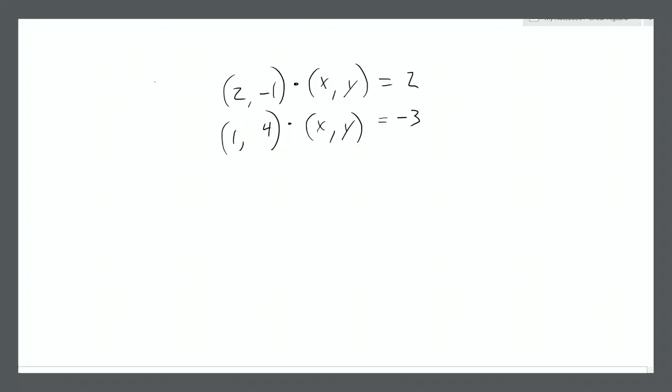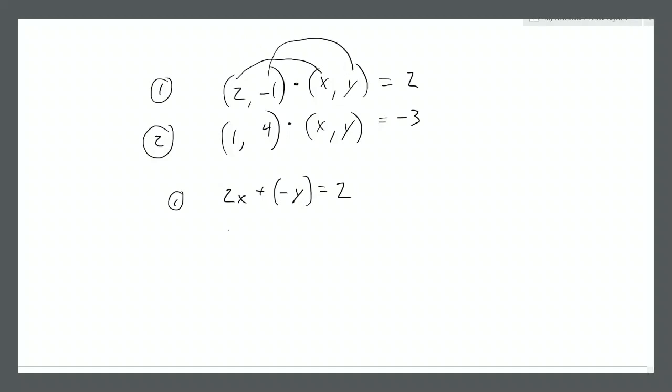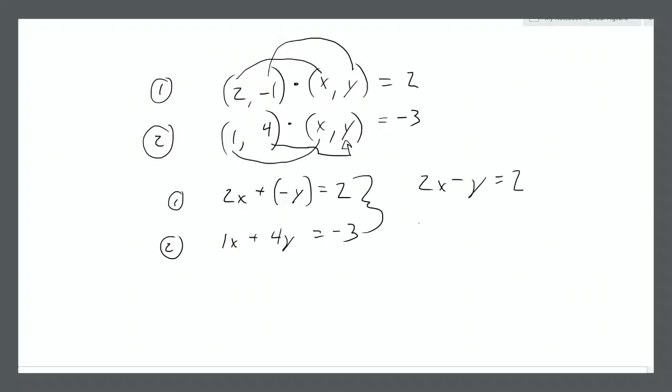So the first one here would be 2x plus negative y equals 2, right? There's our 2 times x, there's our negative 1 times y, negative y. And the second equation would be just 1x plus 4y equals negative 3, right? There's our 1x, and there's our 4 times y. Okay, and I'm going to simplify this. So 2x minus y equals 2, and x plus 4y equals negative 3.